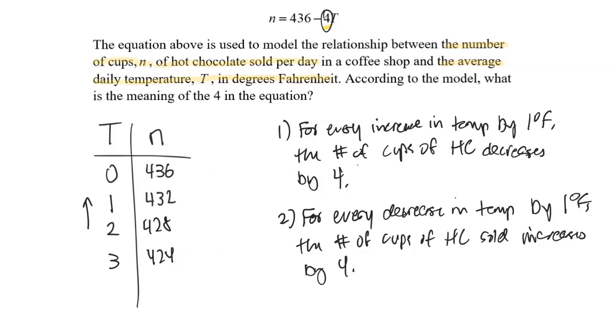If that 4 was a 6, then we would replace it in our sentence with a 6. And so what we see is that there is a direct variation between the temperature and the number of hot chocolate cups sold per day. That direct variation is a negative variation, meaning that as we increase one variable, we are decreasing the other one.